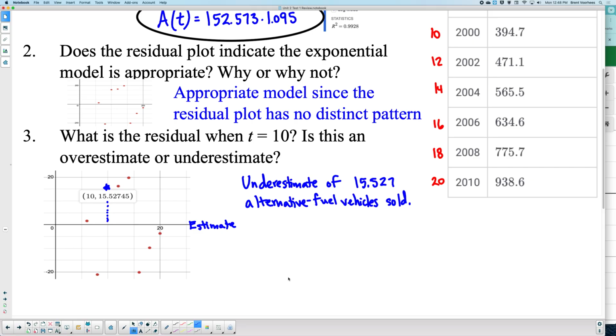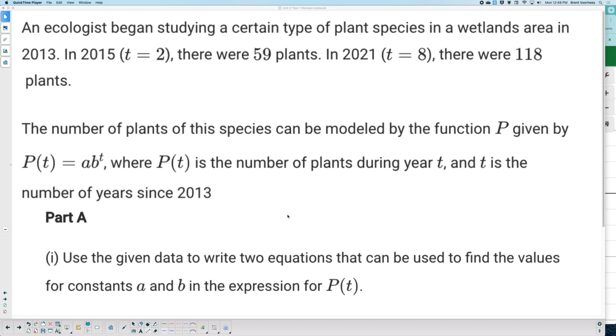Questions over this problem? No? One more time to look at a problem that we'll be going over using the calculator.